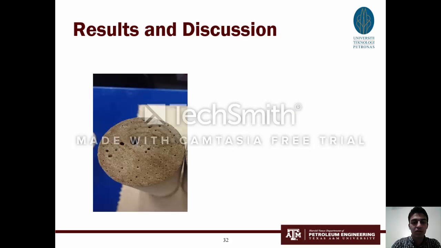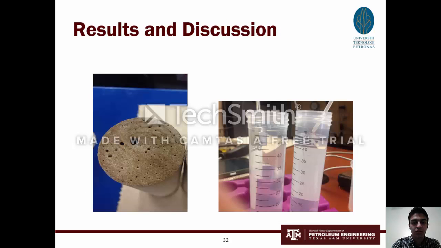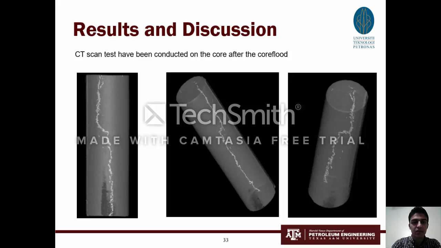Here is the core after the core flood experiment, and here are the samples that we have collected. Here are the CT scans that have been conducted on the core after the core flood, and here we can see how the acid penetrates the core and the wormholes which were created.